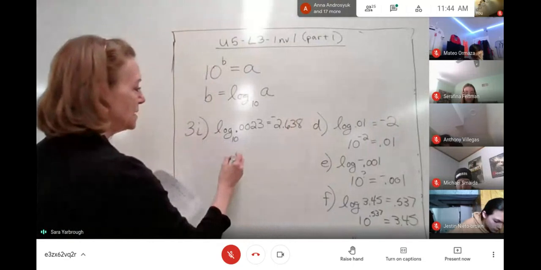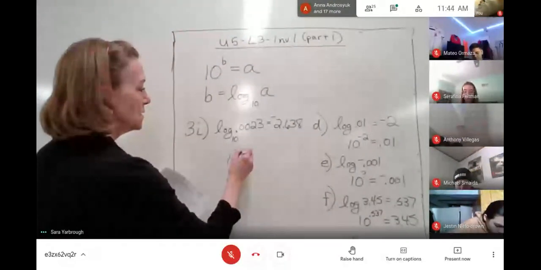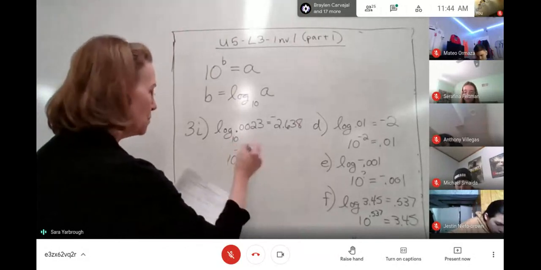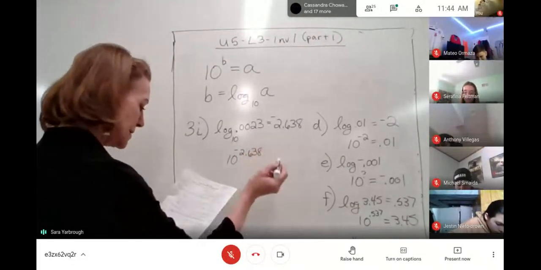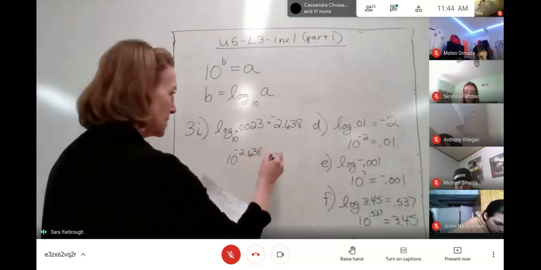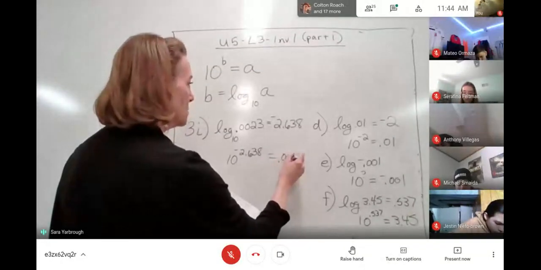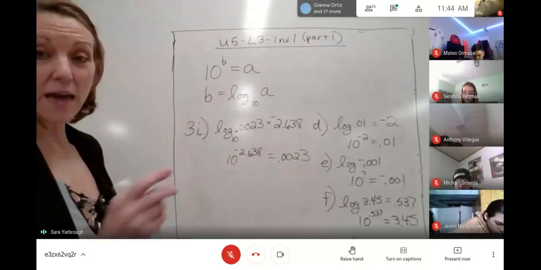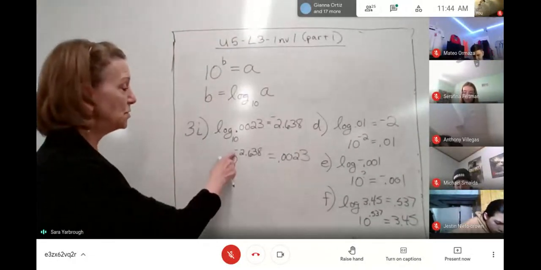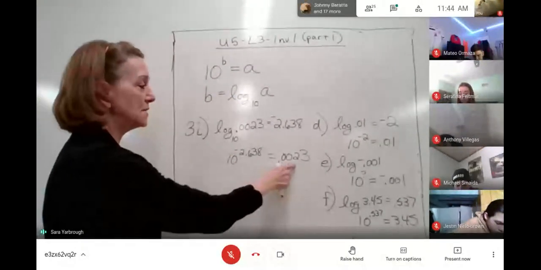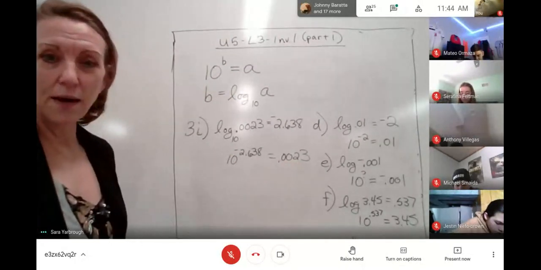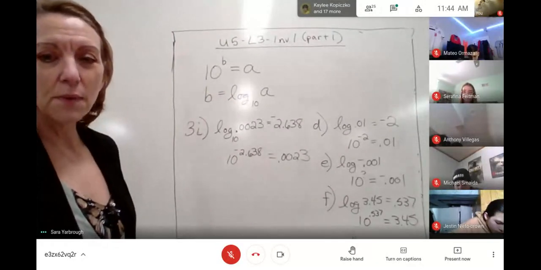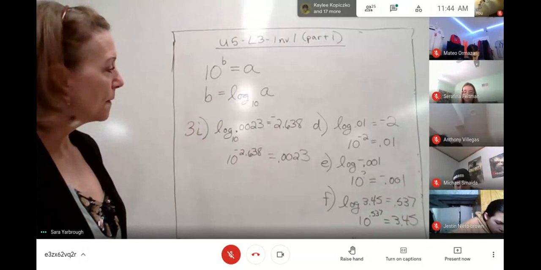Okay, what that means is that if you raise 10 to the -2.638, it's going to give you 0.0023. Try that. Do that on your home screen. 10 to the -2.638 and see if you get something pretty close to that. It's all kind of approximations because it's rounded decimals, but you should get pretty close to it.